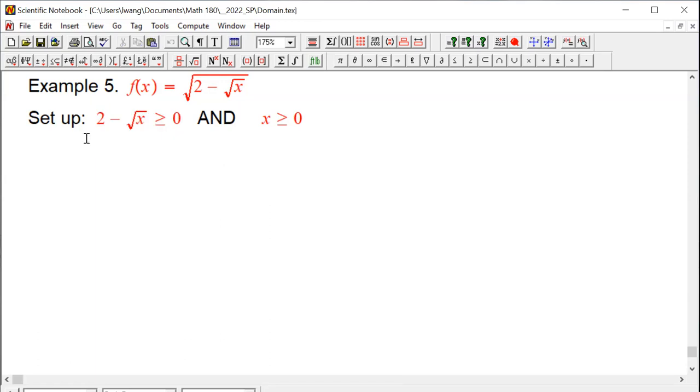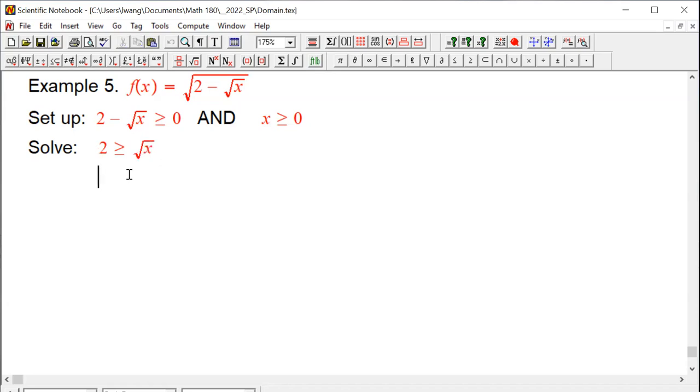So how do we solve this inequality? We're going to solve it by adding square root of x on both sides. So we have 2 greater than or equal to square root of x. And then how do we find the x? X is already greater than or equal to 0, so we can square both sides. Square root of x actually is an increasing function, if you recall that curve we did. So we square both sides.